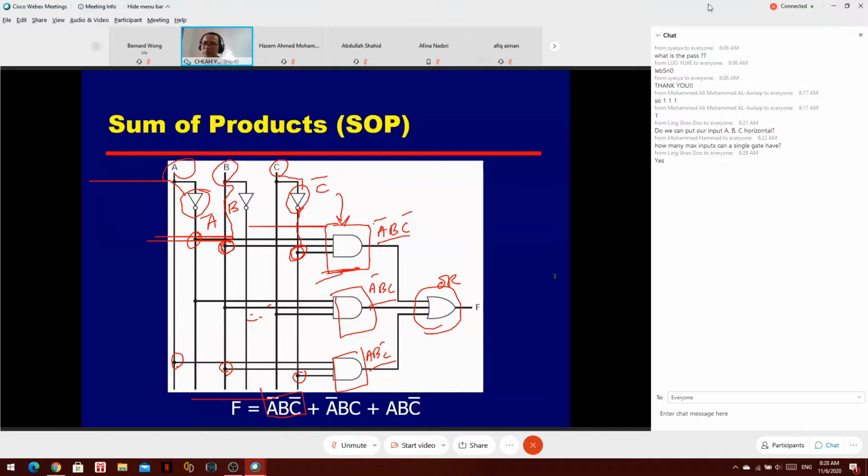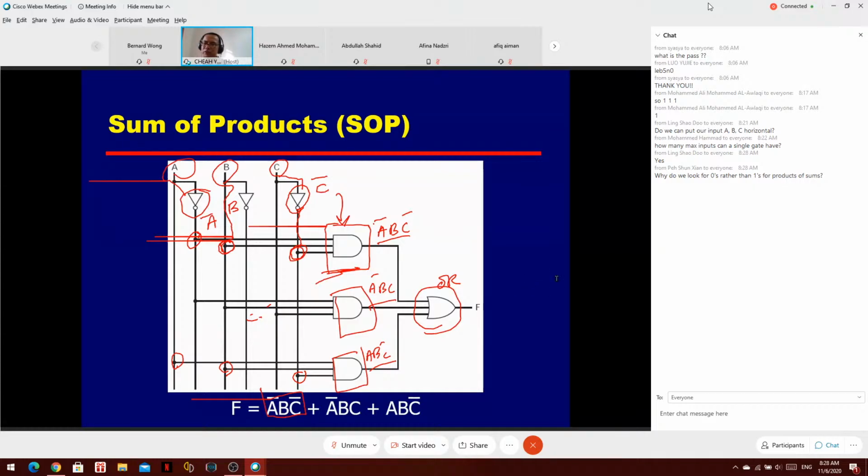How many maximum inputs can there be? It depends on the question or the function. Here, in the sums of products, this example has three variables, so your AND gate has to accept three variables. There is no fixed number of inputs that the AND gate can receive.